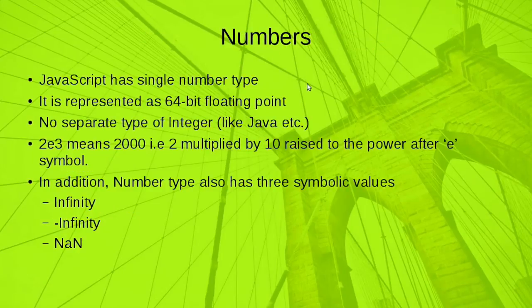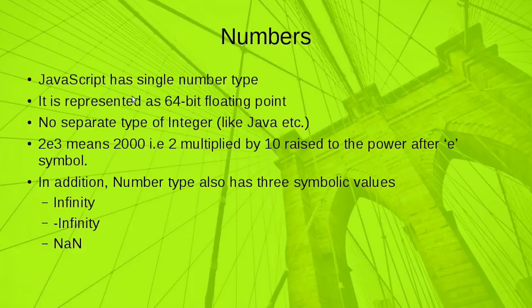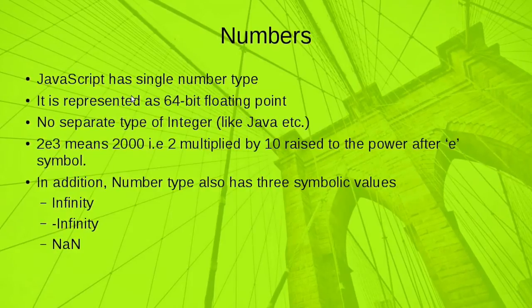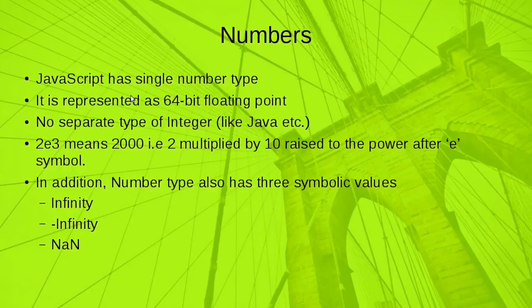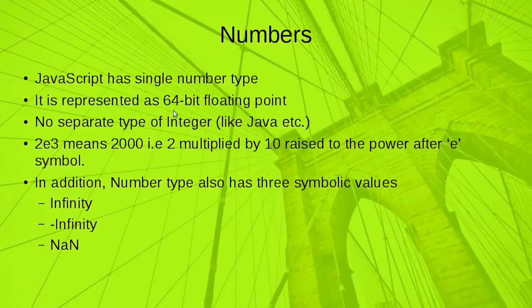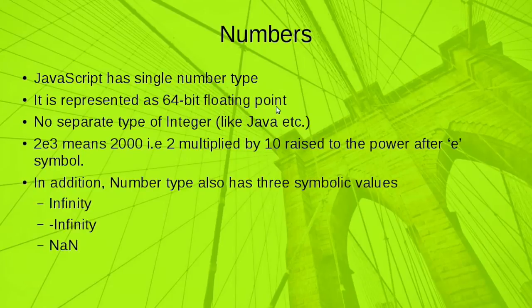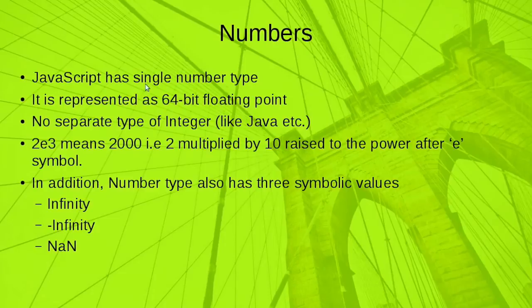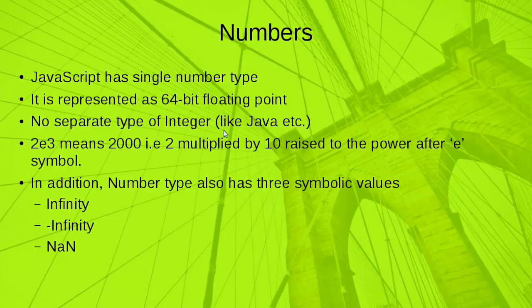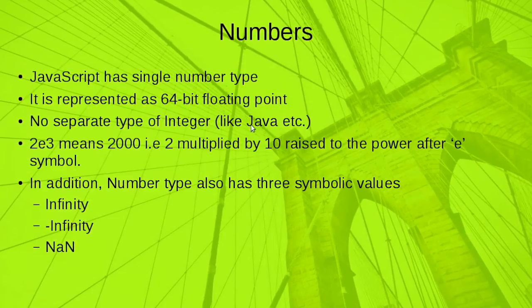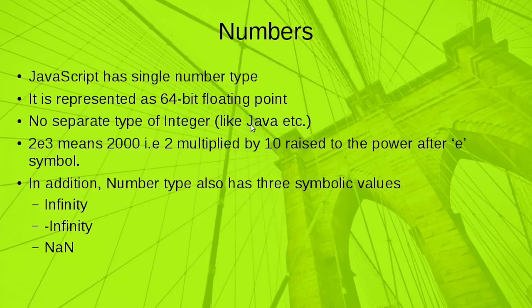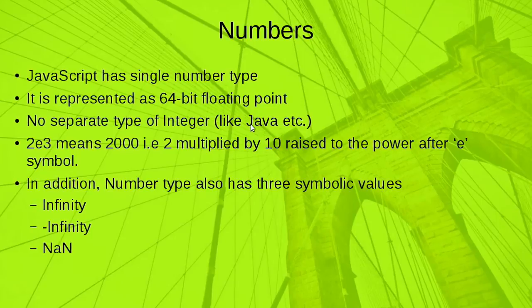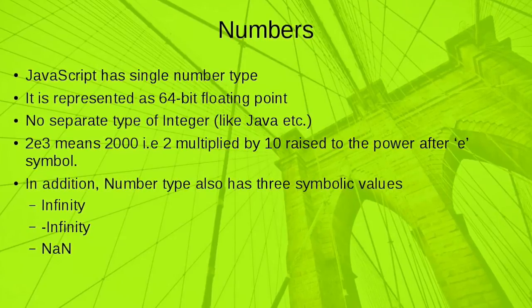Okay, so let's talk about numbers. Unlike other programming languages, JavaScript has only one number type, that is number. These numbers are represented as 64-bit floating point, and there are no separate numeric data types like there are integers, shorts, bytes in Java, but there is only one numeric data type in JavaScript, that is number.